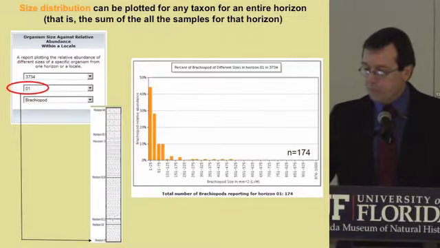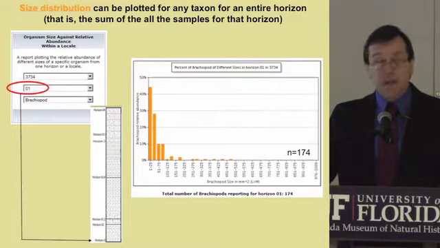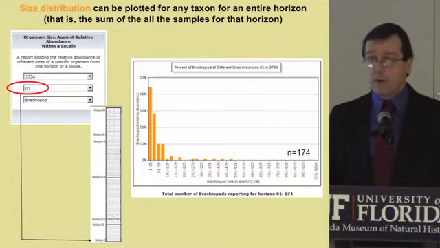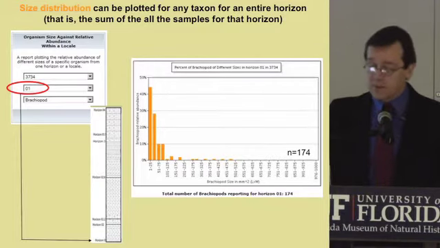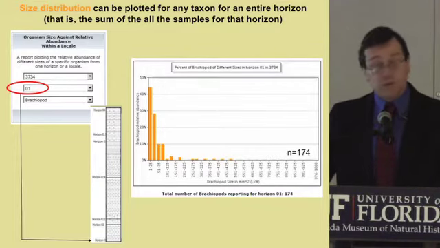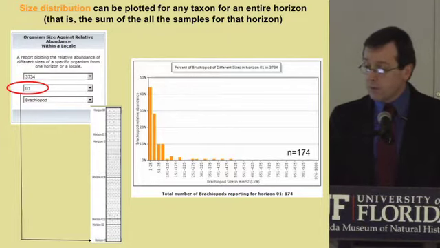We can plot the size distribution of these taxa for any given sample. And then, of course, well, what about the fragments? What about that? So you can actually choose to plot just the whole specimens or all of them. Interestingly, it's not as different as you might think.